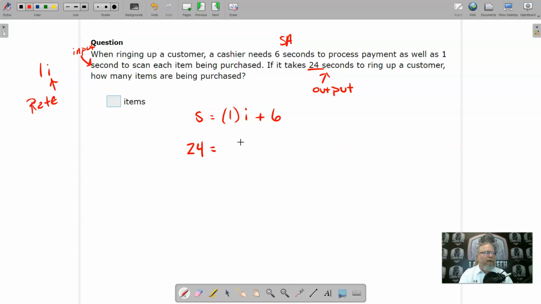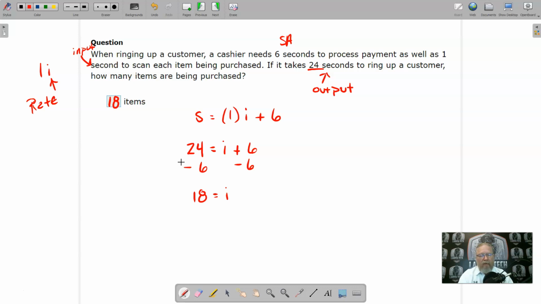Now let's go ahead and do 1 times I is I, and plus 6. Now let's subtract 6 from each side. And we end up with, what, 18 equals I, so it's 18 items. And again, each time we're just looking for, do we have a starting amount? What is our rate? What is the input? What is the output?